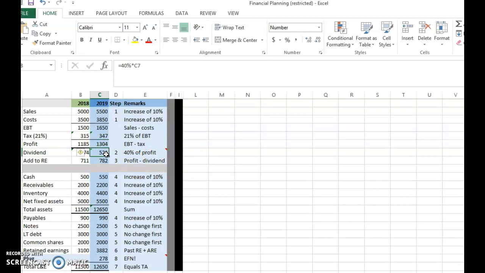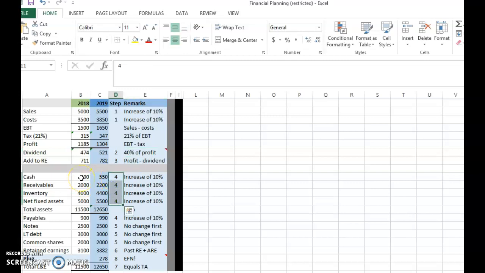This is rounded to the nearest dollar. Then the addition to retained earnings, or retained earnings for the year, will be this profit minus the dividend. So you get 782. So this concludes the first 3 steps. We can do this because the dividend policy is fixed. Then we come to the balance sheet. All these are step number 4.